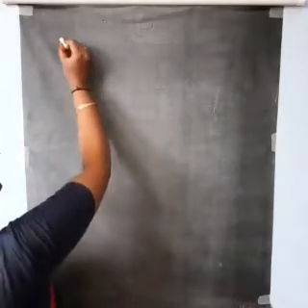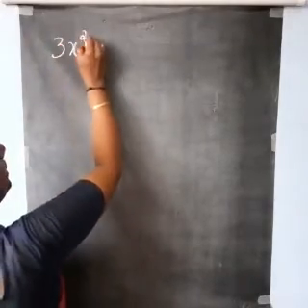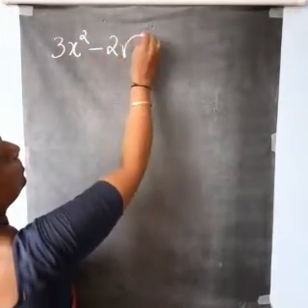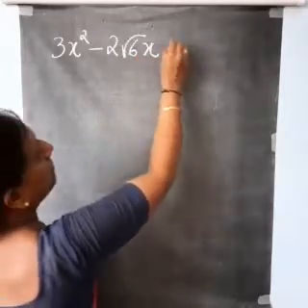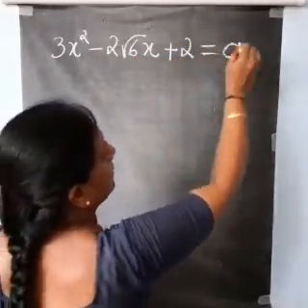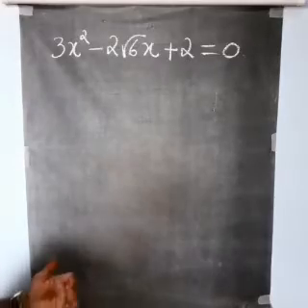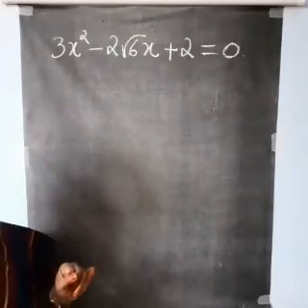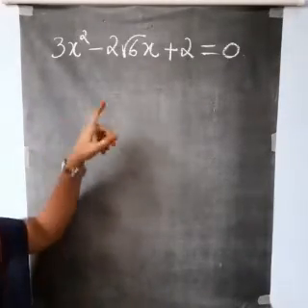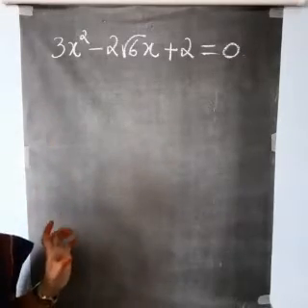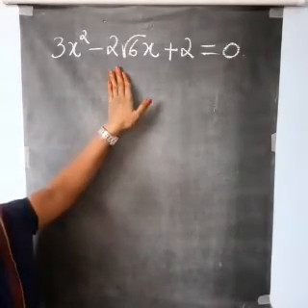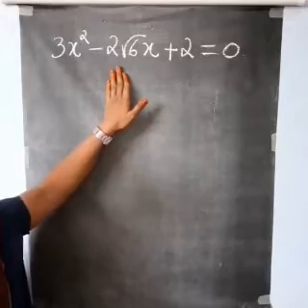So let us see this example. 3x squared minus 2 root 6x plus 2 equal to 0. Now we are going to factorize this quadratic equation. When we factorize, it is the same method we will follow. Only thing, we have to see how best we can do this root 6 part of it.